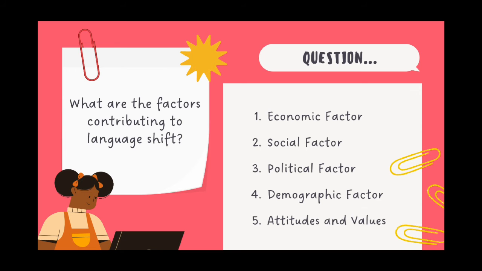Now, third is the political factor. A rapid shift occurs when people are anxious to get on in a society where knowledge of the second language is a prerequisite for success. Politics chooses one language as the lingua franca to unify various ethnic groups. Consequently, the number of ethnic language speakers decreases.